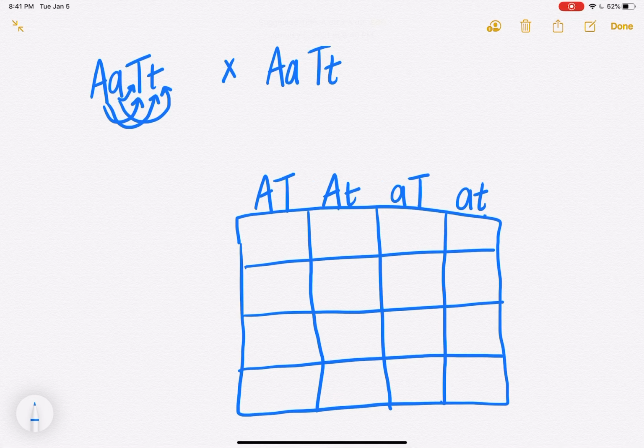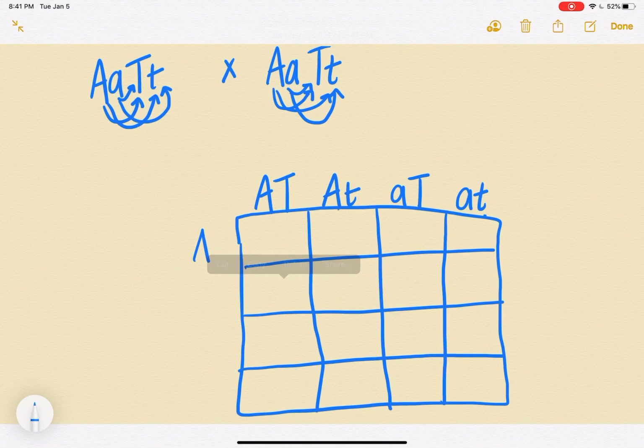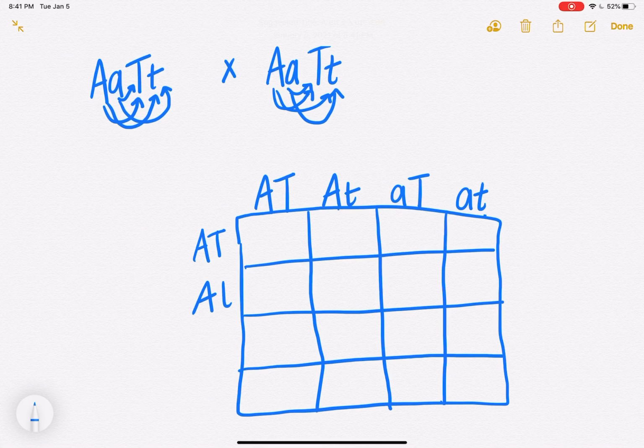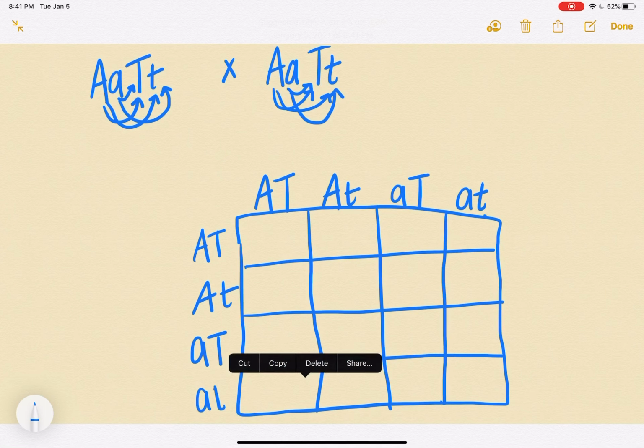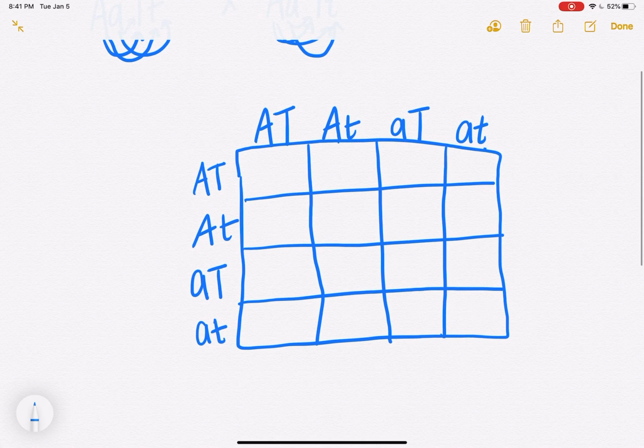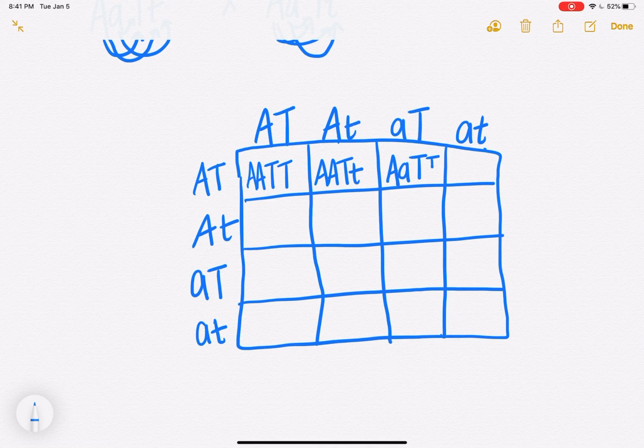Now, we could do the same thing over here: big A times big T, big A times little t, little a times big T, and little a times little t. Or I could just realize those two are the same and it's going to work out the same way and write the same things here. All right. Now, I have to fill in my boxes. Okay. You always want to write the same alleles beside each other. So I want to put my A's together and I want to put my T's together. So this is going to be big A, big A, big T, big T. Big A, big A, big T, little t. Big A, little a, big T, big T. I'm going to keep filling in. You can fill in yours.